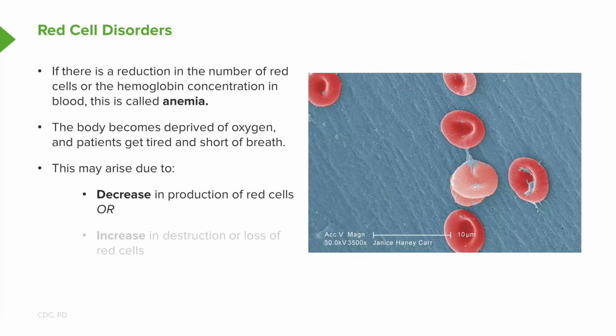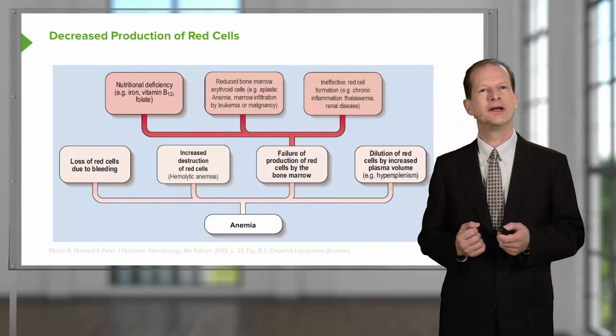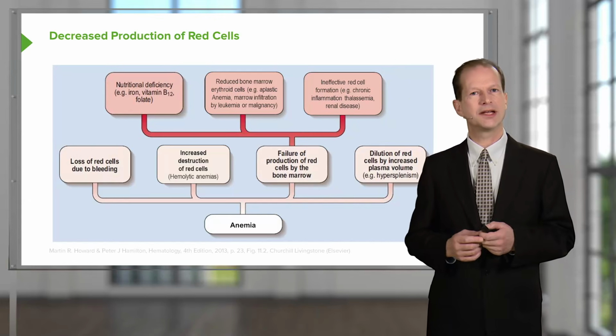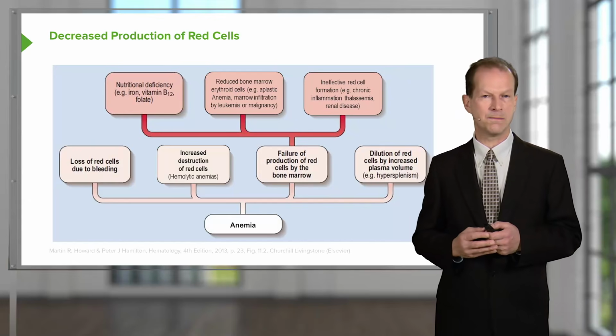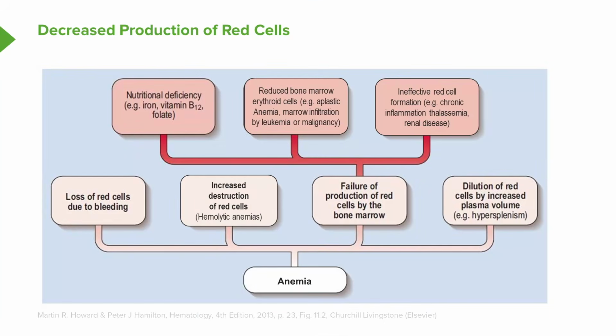Now, anemia may arise because of a decrease in the production of red cells or an increase in the destruction or loss of these cells. Let me try and classify that for you in another way. So here you'll see a diagram showing decreased production of red cells and how that may occur. And at the top, you'll see three categories.